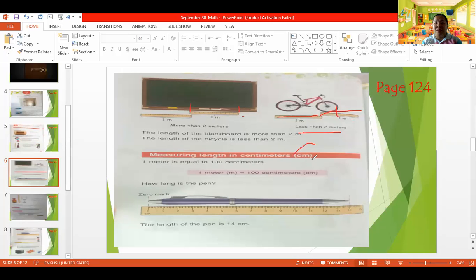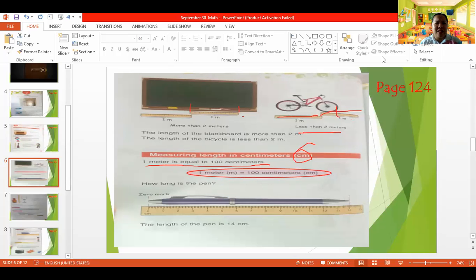You can see now, cm, that is centimeters. 1 meter is equal to 100 centimeters. Remember that one. 1 meter is equivalent to 100 centimeters, because we can use that one.